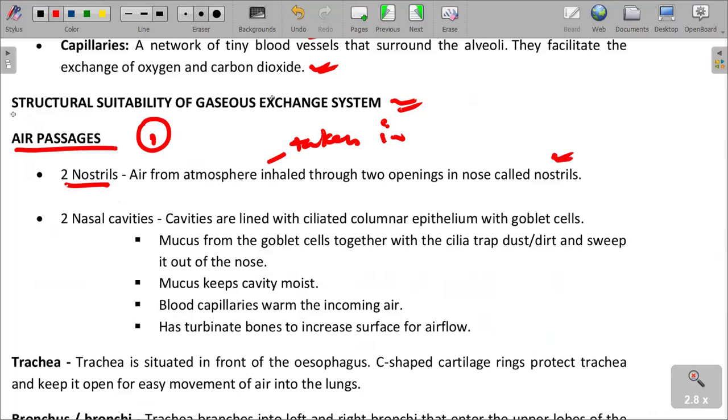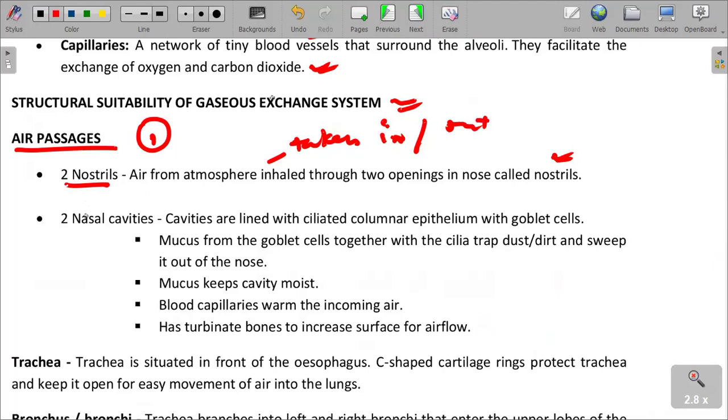That is the first part. We are saying the structural suitability of gaseous exchange. There are air passages provided by the two nostrils, which allow air to enter, pass through, and also go out. Air comes in or is taken in or out.